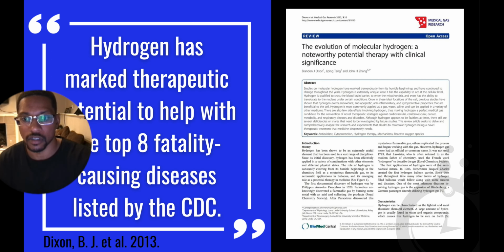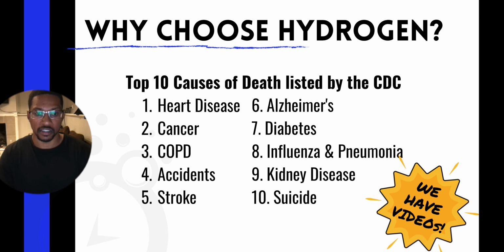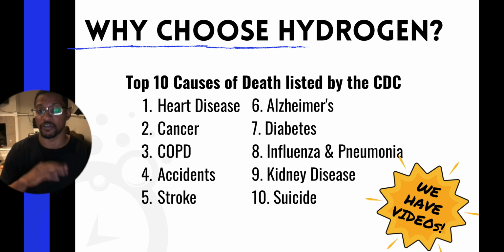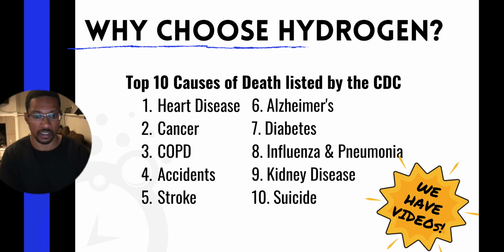So this article, The Evolution of Molecular Hydrogen, a noteworthy potential therapy with clinical significance: hydrogen has marked therapeutic potential to help with the top 8 fatality-causing diseases listed by the CDC. Well, we actually did a video series called Hydrogen versus the Top 10 Causes of Death listed by the CDC. And we show that hydrogen has therapeutic potential not just for 8, but for all 10 in this video series. So these are the top 10 causes of death listed by the CDC. And you can see the list: heart disease, cancer, COPD, accidents, strokes, Alzheimer's, diabetes, influenza, pneumonia, kidney disease, and suicide.